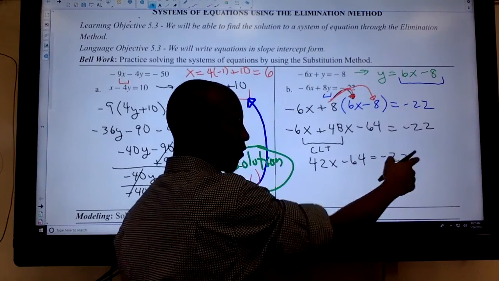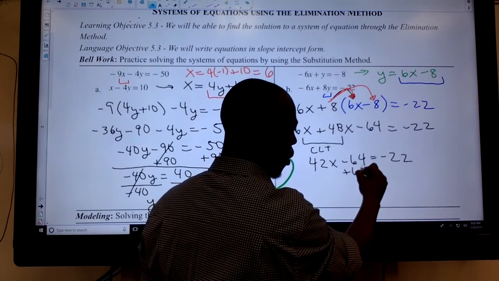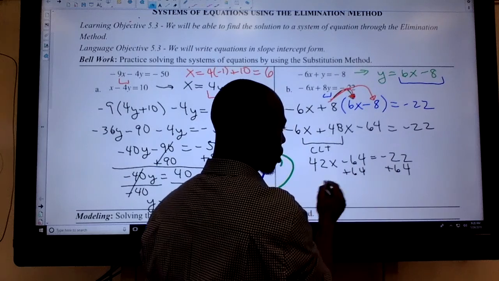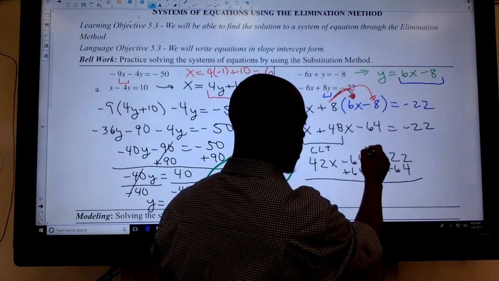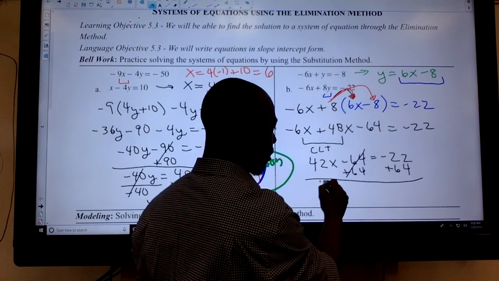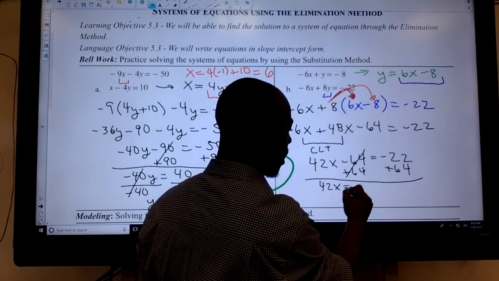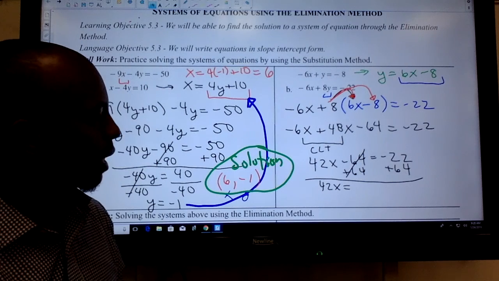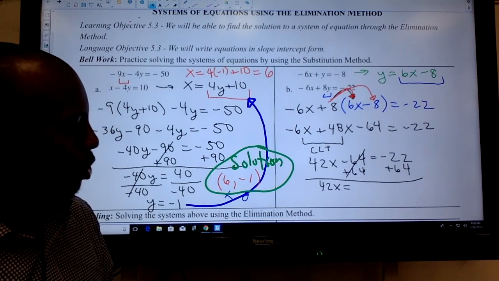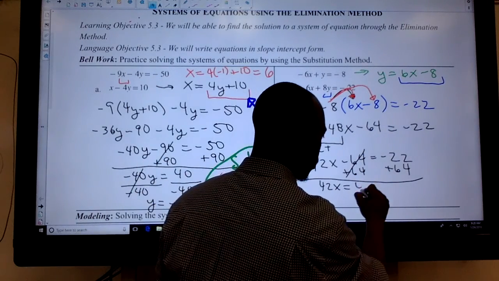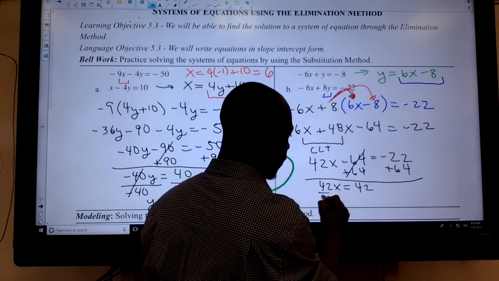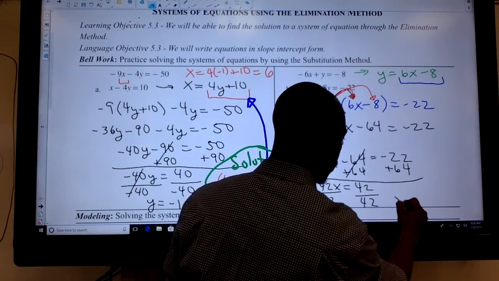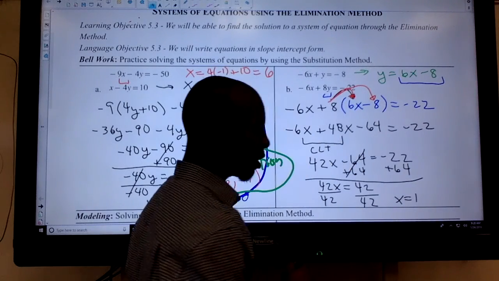Now I add the 64 to both sides because I want to get all the numbers on one side, and keep the variables on the other side of the equal sign. That cancels out. I end up getting 42x is equal to, and if you add these two numbers together, what you end up getting is actually 42. You end up getting 42 over there. Okay? Then I divide by 42 on both sides, and we get that x is equal to 1. X is equal to 1.